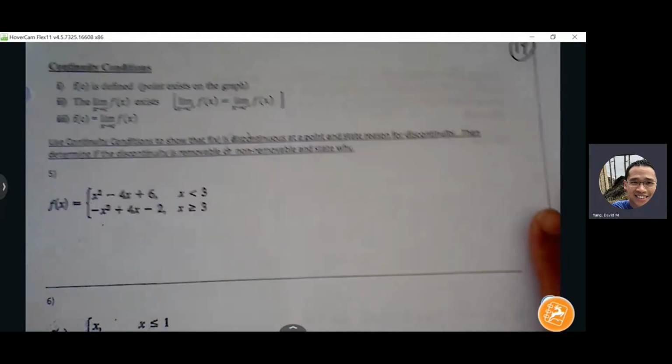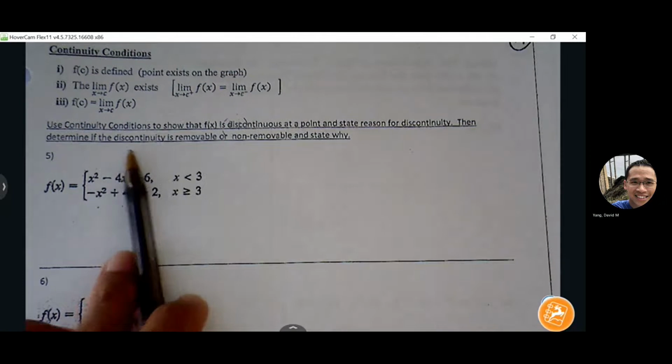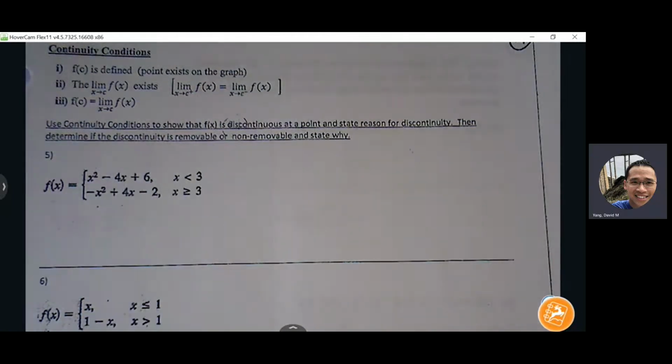So let's look at number 5 here. Use continuity conditions to show that the function is discontinuous at a point and state the reason for discontinuity. Then determine if the discontinuity is removable or non-removable and state why.